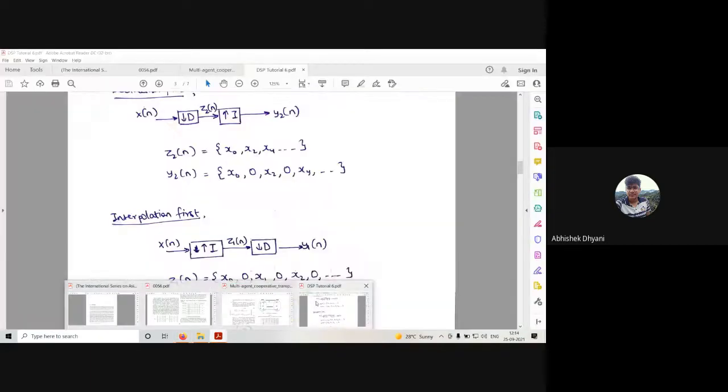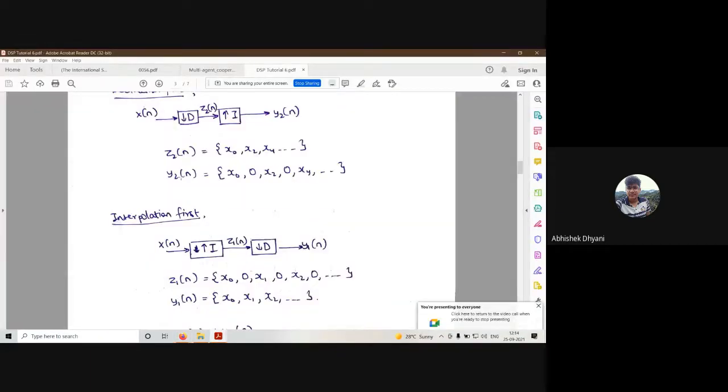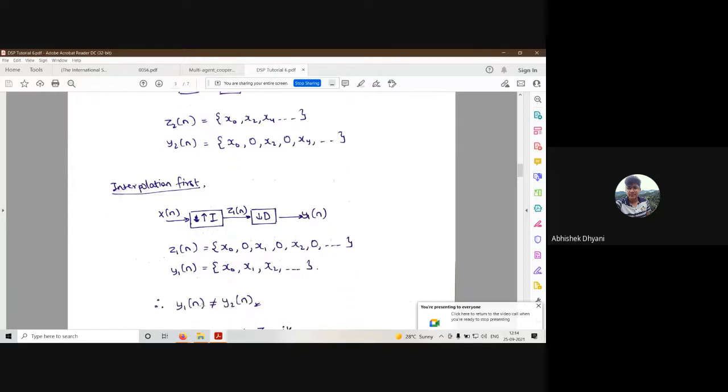Okay, so basically that goes on to show that for D equal to I equal to 2, both these block diagrams are not the same. So that is the first part.